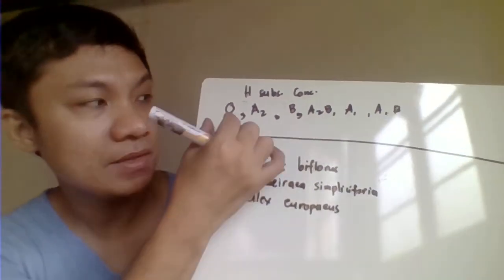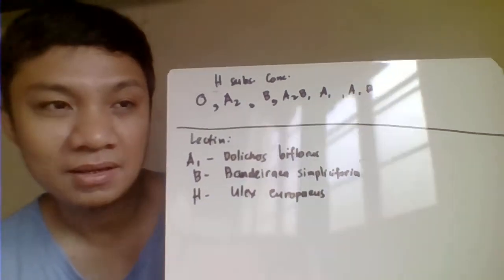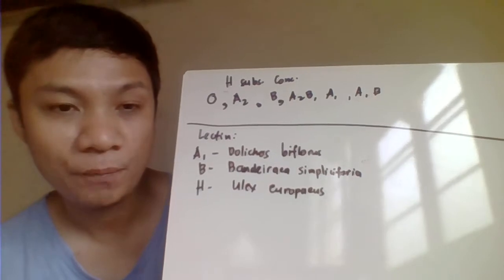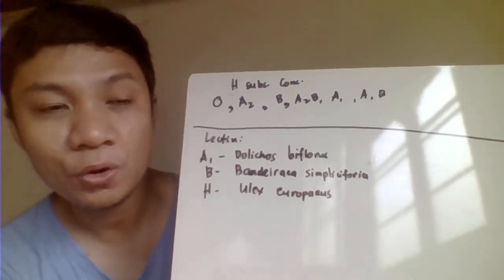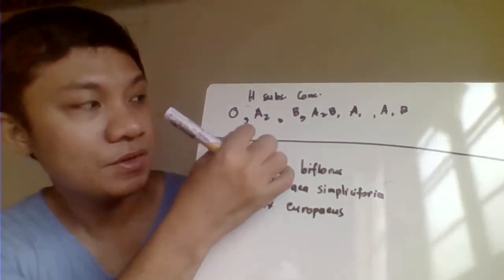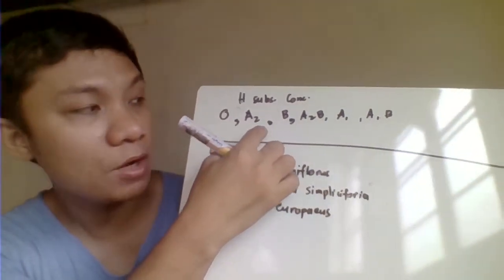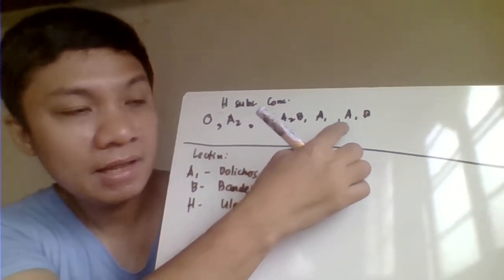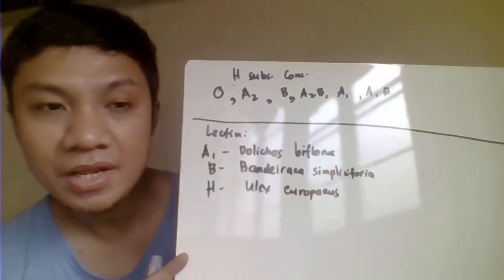So, pinakamadami is your O. Type O, madami siyang H antigen kasi, di ba? Hindi naman na-modify ang ating H antigen for type O. Hindi siya nag-change, di ba? Kasi wala ka namang, again, your O gene is an amorph. So, second here na pinakamataas ang concentration ng H antigen, A2, followed by your B, A2B, A, and finally, we have your A1B. And then we have here your lectin.